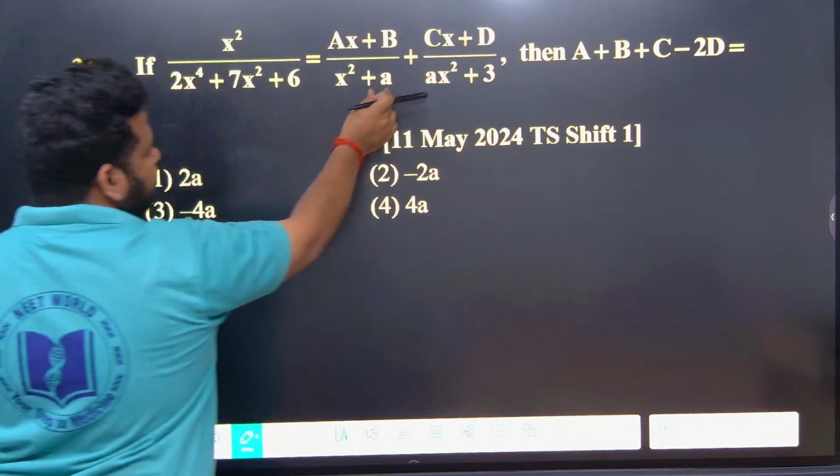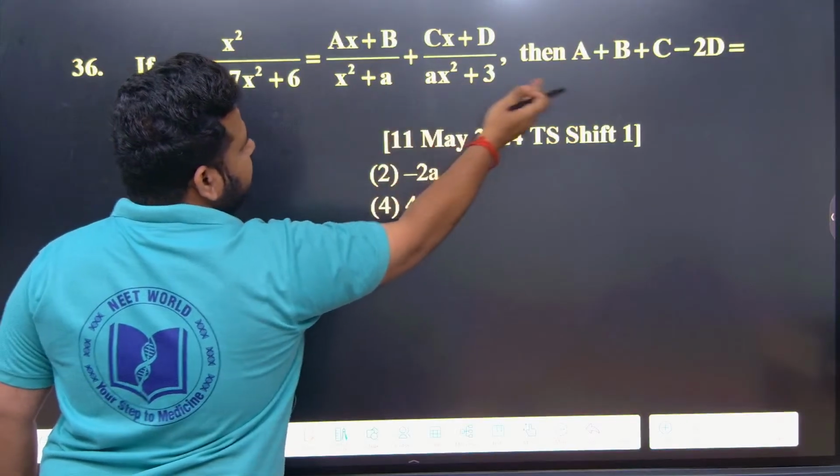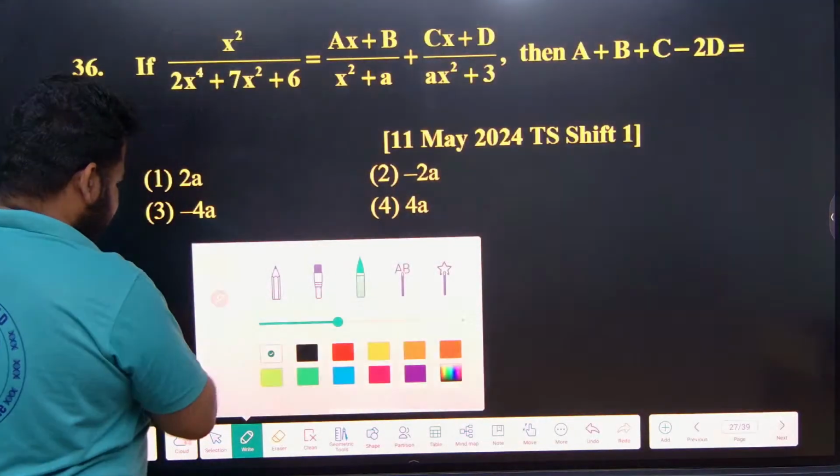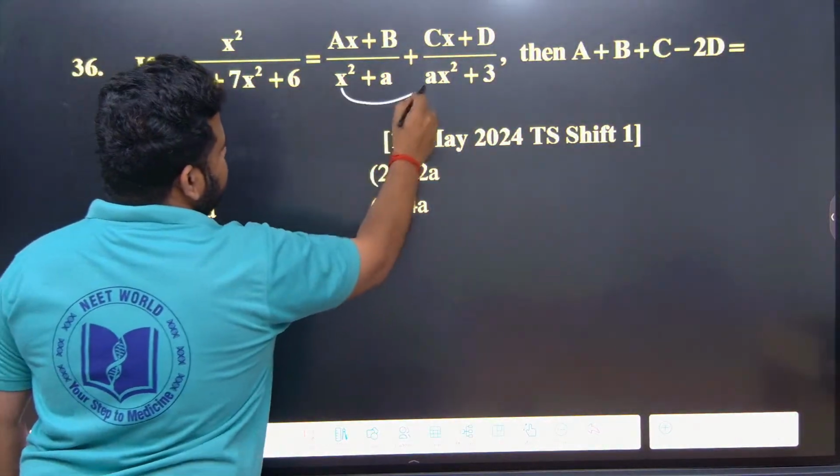So here first of all you have to find the value of this small a, and then you can find the value of a plus b plus c minus 2d. To find the value of small a is very simple. So see here, x square into ax square, that is nothing but what?